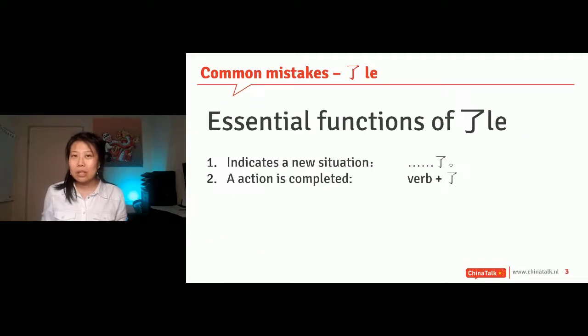Now before we continue with the mistakes, let's first have a look at the basic functions of le. So there are two basic functions. First, le is used at the end of the sentence to indicate a new situation. The second one is verb plus le to indicate an action is completed. And then we continue with the mistakes.